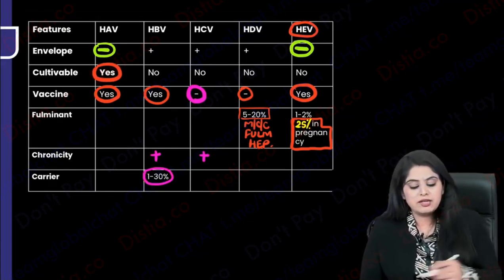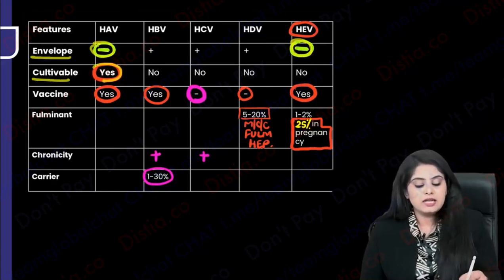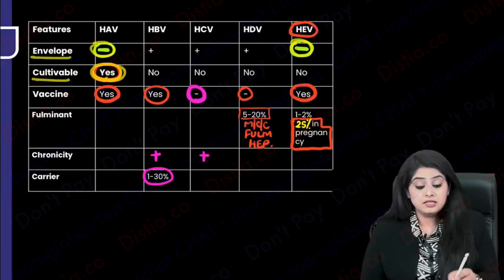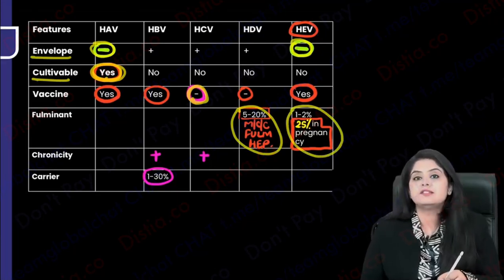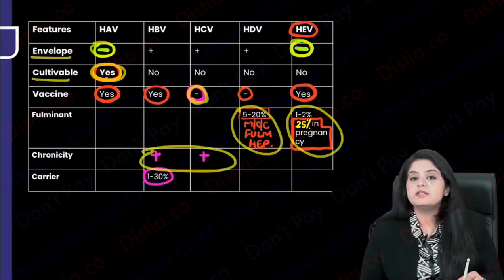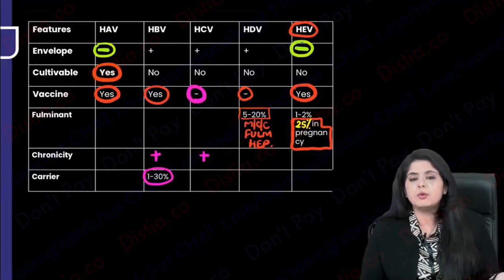So, overall, the ones without an envelope are the gastroenteritis ones. The only cultivable one is hepatitis A. The only one which does not have a vaccine is hepatitis C. Most common cause of fulminant hepatitis is hepatitis D. Most common cause of fulminant hepatitis in pregnancy is hepatitis E. The chronicity ones are B and C, and the carrier one is going to be hepatitis B. So gradually we will come on to this.